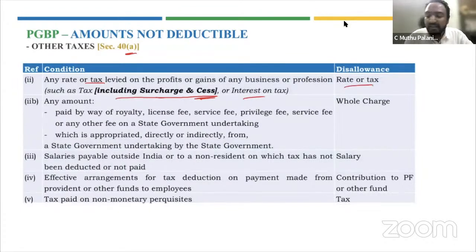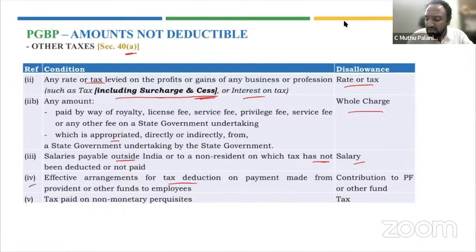What is disallowed? The entire tax will be disallowed. Any amount paid for technical services to a state government, which is appropriated directly or indirectly from a state government, the whole charge will be disallowed. And salaries payable outside India to a non-resident on which tax has not been deducted. So this is also about TDS. The entire salary will be disallowed. And effective arrangements for tax deduction on payments made from provident or other funds to an employee. So when an employee is being paid from provident fund or something, do you have a suitable system where TDS will be taken care of? If that is not there, then it is disallowed.